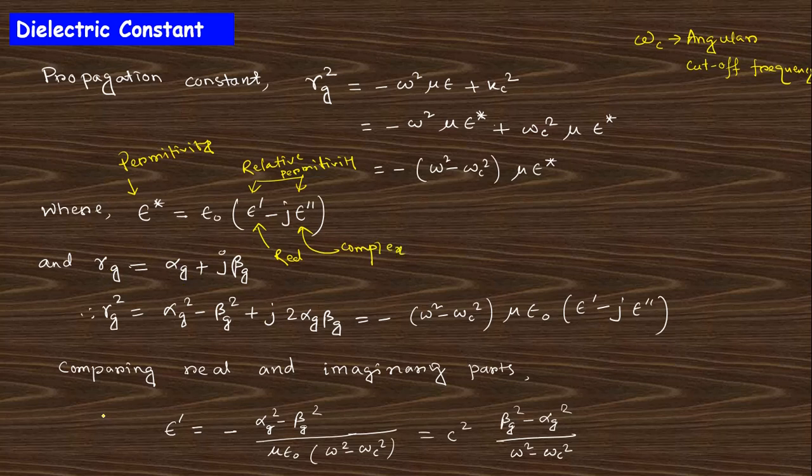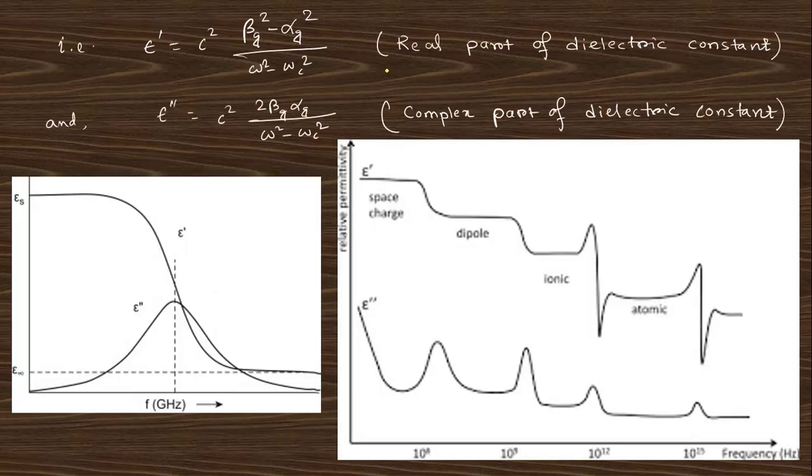And gamma g is also related with the real part and imaginary part. If you square both sides, you will get this relation. Comparing the real part and imaginary part, you will get epsilon, that is the real part of the relative permittivity, and similarly you will get the complex part of the dielectric constant or relative permittivity. Okay, so relative permittivity is called the dielectric constant, you know.